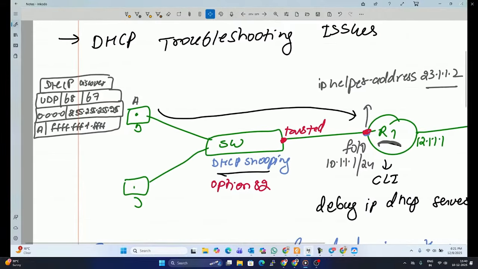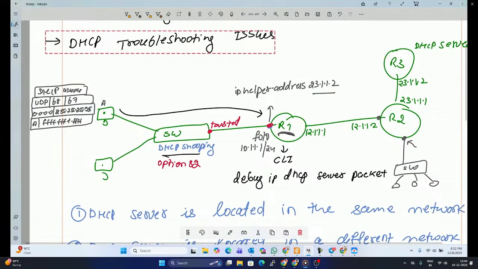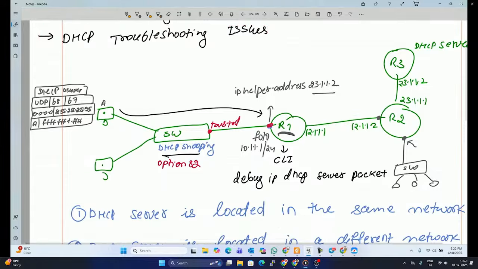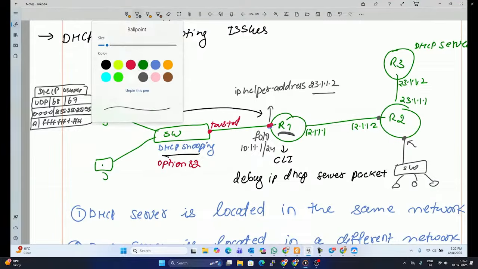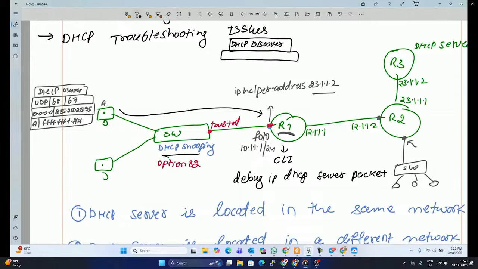Once this discover message reaches the router, what will the router do? The router will say, okay, wait, the IP helper address is 23.1.1.1. It means that this is the device which can help us get an IP address. So this router will keep the DHCP discover message as it is. It will not make any changes to it. The source UDP port is 68 and the destination port is 67. The source IP will now be 10.1.1.1 and the destination IP will become 23.1.1.2.